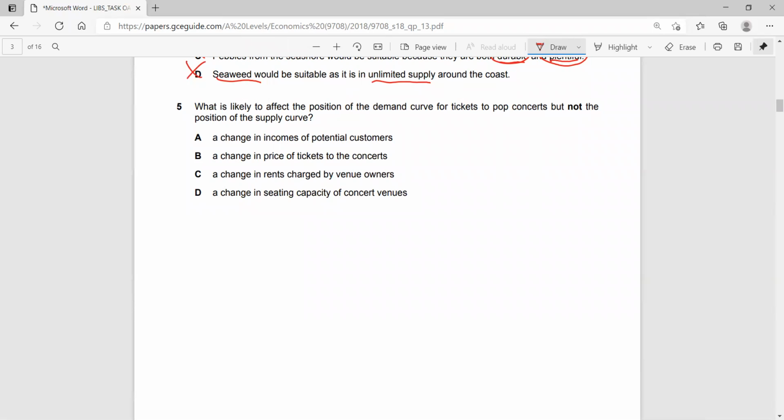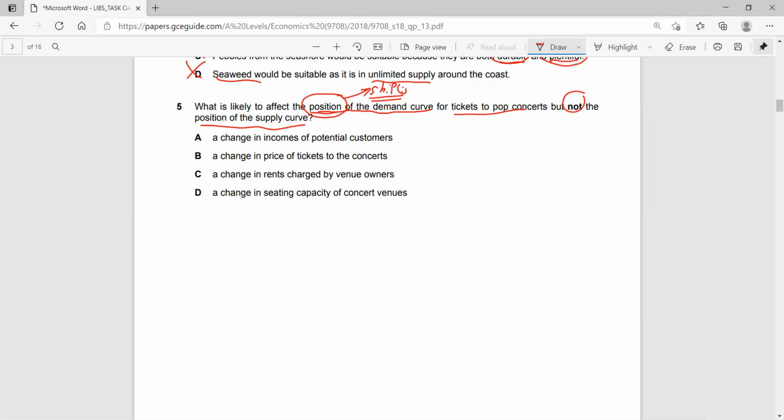What is likely to affect the position of the demand curve? So the position of it, not your equilibrium point, the position of the demand curve itself. So we're talking about shifts here. Movements would be affecting the position of the supply curve and thus leading to a movement in the demand curve for tickets to pop concerts, but not the position of the supply curve. So the supply curve should not shift.